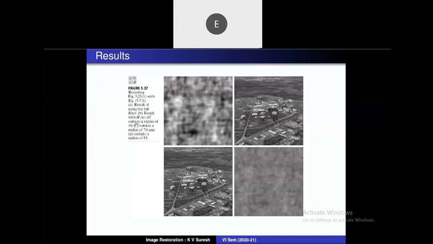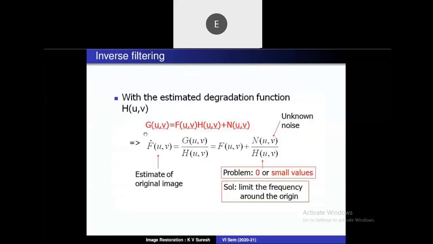So you can decide the radius to be around 40 or maybe around 70 and try to restore. With the full filter, you have the problem. In fact, a radius of about 85 also has a problem. So something around 70 looks better. So just try to adaptively modify this radius and estimate it. That is how I can avoid the problem of inverse filtering, particularly by limiting to frequencies around the origin.